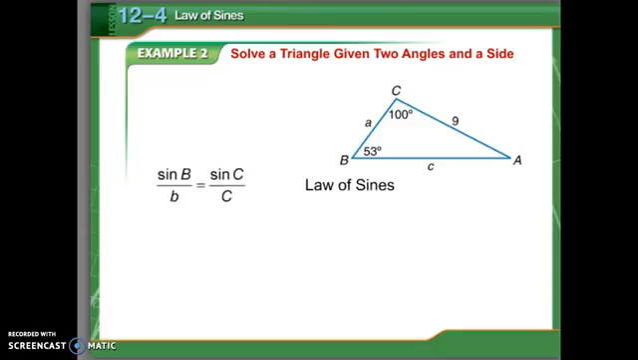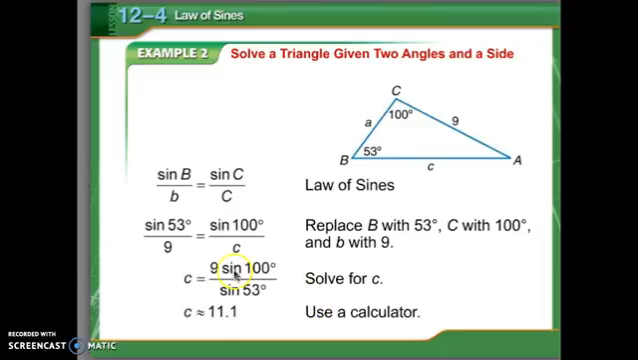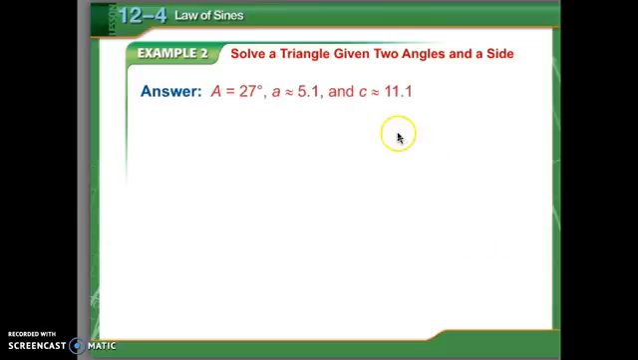And then we're going to do a similar process for solving for side C. So we're saying the stuff that we know, sine of 53 over 9, is equal to the sine of angle C over side C, which we don't know. So again, we're going to cross multiply and solve for C. When we do that, we'll end up with 9 sine 100 divided by sine 53, and that gives us a side C length of 11.1. So to solve the triangle, we have found that angle A is 27 degrees, side A is 5.1 units, and side C is 11.1 units.